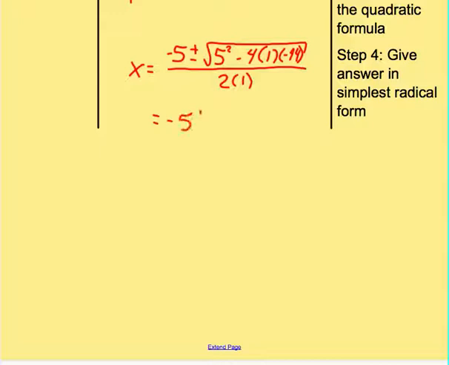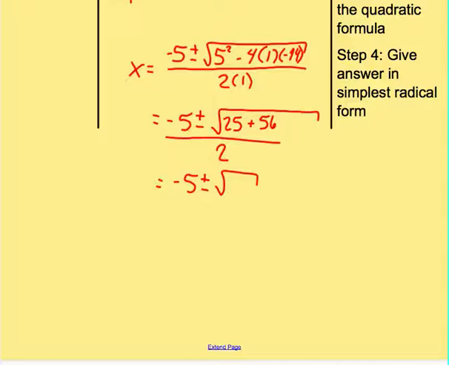So we've got negative 5 plus or minus. I'm going to start simplifying under my radical. 5 squared, of course, is 25. 4 times 14 gives me 56. And I'm adding 56 because I had a negative 4 times a negative 14, all over 2. Adding my like terms, or adding my numbers under the radical, I get 81. And of course, 81 gives us a nice perfect square, so we're going to get integers on this one.